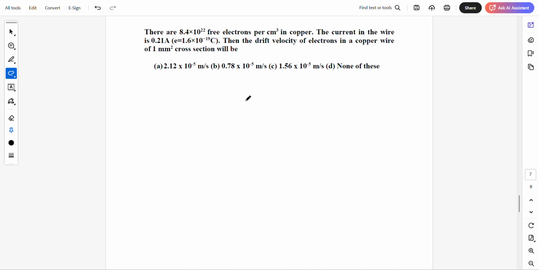Next problem. There are 8.4 into 10 to the power of 22 free electrons per centimeter cube in copper. The current in the wire is given, then find the drift velocity. We know I is equal to n e A Vd, where Vd is the drift velocity. You have to calculate the drift velocity, that is Vd is equal to I divided by n e A.